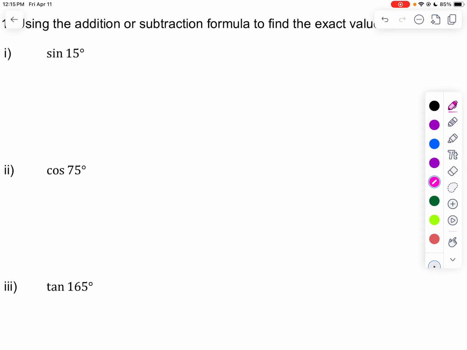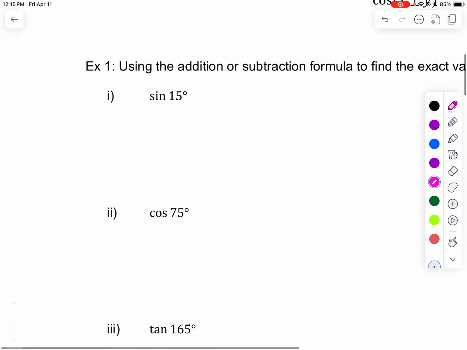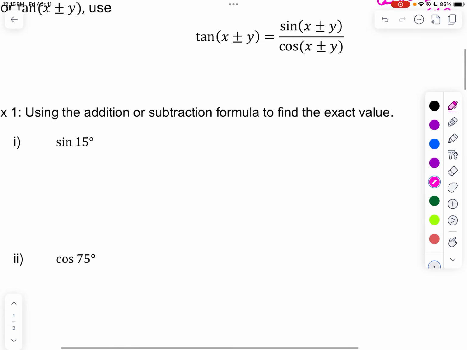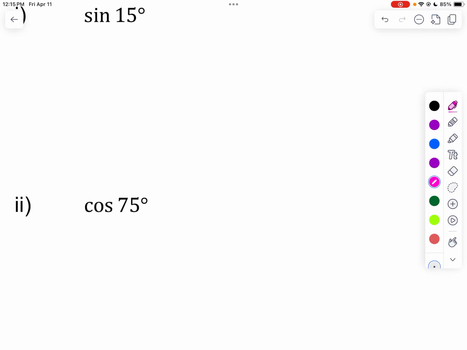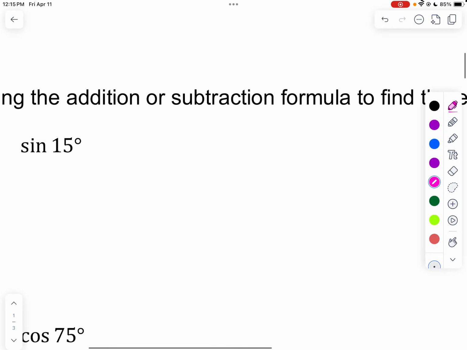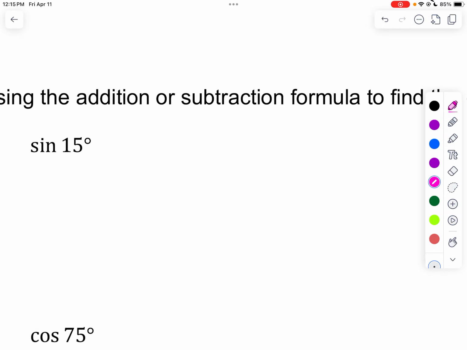And in degree measure, they are multiples of 30 or multiples of 45 or multiples of 60 or multiples of 90. So if we have sine of 15 degrees, we have to evaluate. It says using addition or subtraction formula to find the exact value of these functions. So we have to find what sine of 15 degrees is equal to.